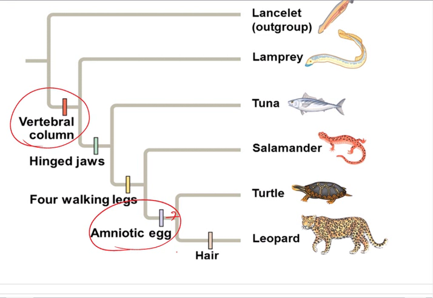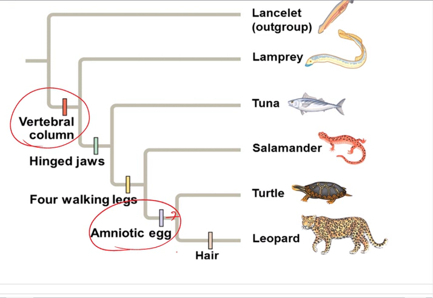So let's see if you're really getting this. I've got a few questions for you. I want you to think about each one. See if you come up with the answer before listening to my answer. Okay, so my first question is, what do you think is more closely related to the lancelet? The lamprey, the tuna, the salamander, the turtle, or the leopard? Are any of those more closely related to the lancelet than any of the others?